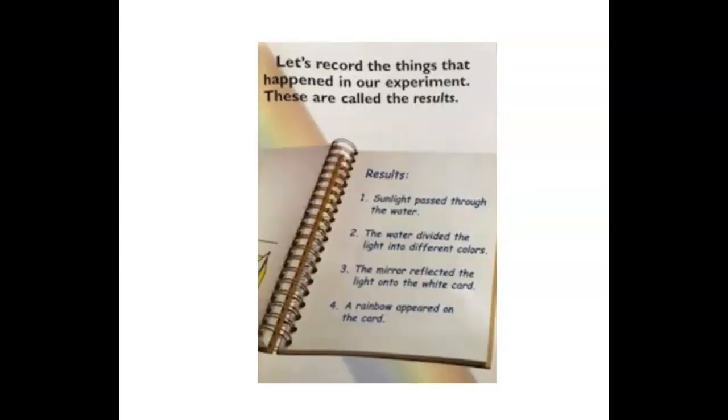Let's record the things that happened in our experiment. These are called the results. 1. Sunlight passed through the water. Number 2. The water divided the light into different colors. Number 3. The mirror reflected the light onto the white paper or white card. 4. A rainbow appeared on the card or the white paper.